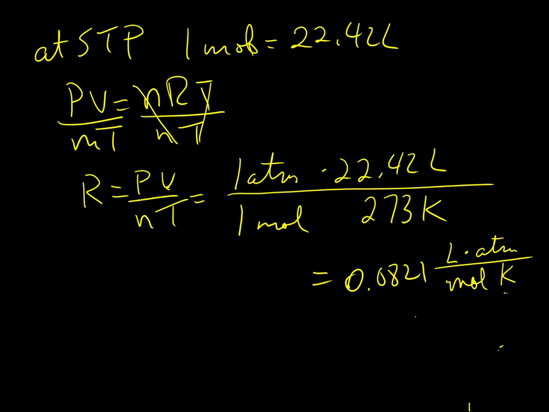So if you look it up someplace else, you'll see 0.08206 instead of 0.0821. Why do they do that? Because they used 273.15, and it's 0.08206 there. Does that make sense? They just got more sig figs.